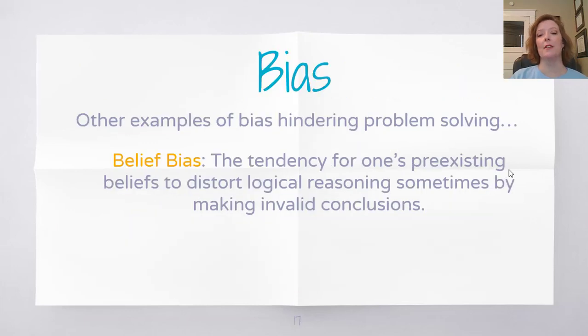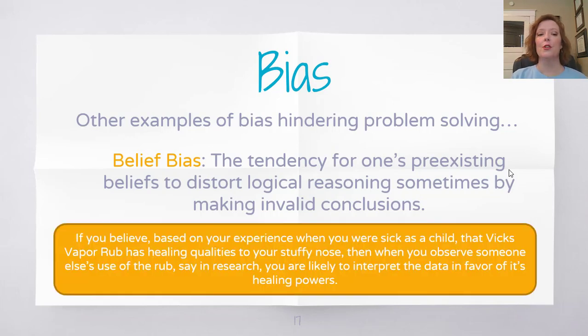Other examples of bias hindering problem solving is a belief bias. This is the tendency for one's pre-existing beliefs to distort logical reasoning, sometimes by making invalid conclusions. So if you believe based on your experience when you were sick as a child that Vicks Vapor Rub has healing qualities to your stuffy nose, then when you observe someone else's use of the rub, say in research, you are likely to interpret the data in favor of its healing powers.